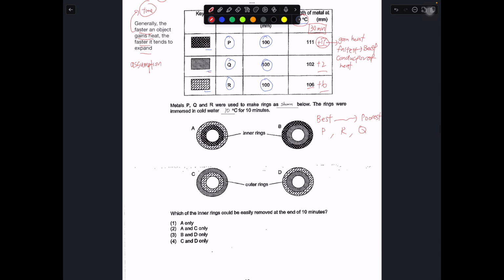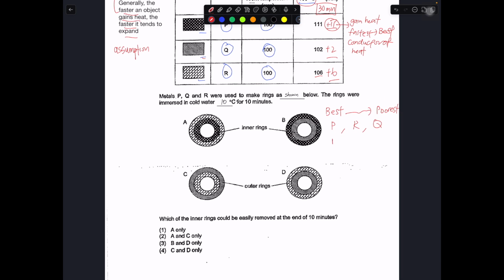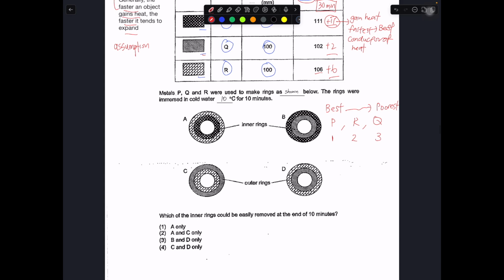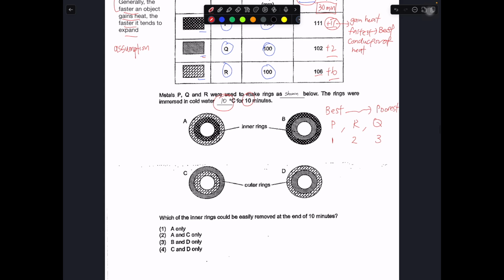Over here, we can assign number 1, number 2, number 3. Now we take a look at the following scenario. P, Q and R are used to make a ring as shown. The ring will be immersed in cold water at 10 degrees for 10 minutes. If you put the rings in cold water, the first thing they will do is lose heat and contract. If it is the best conductor, which is P in this case, it will lose heat faster and contract faster.